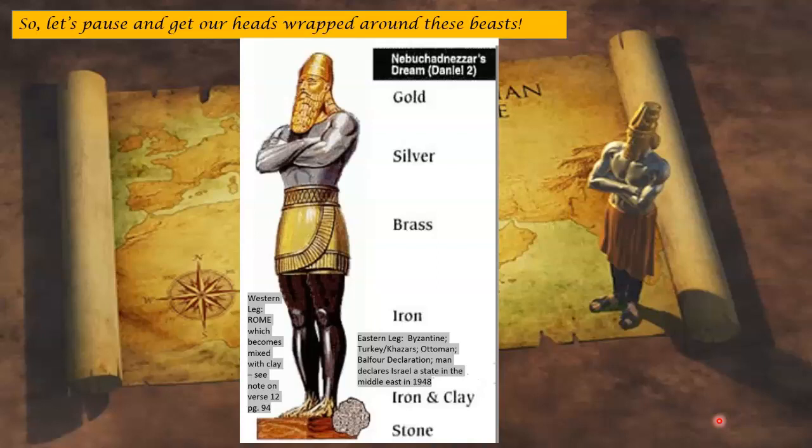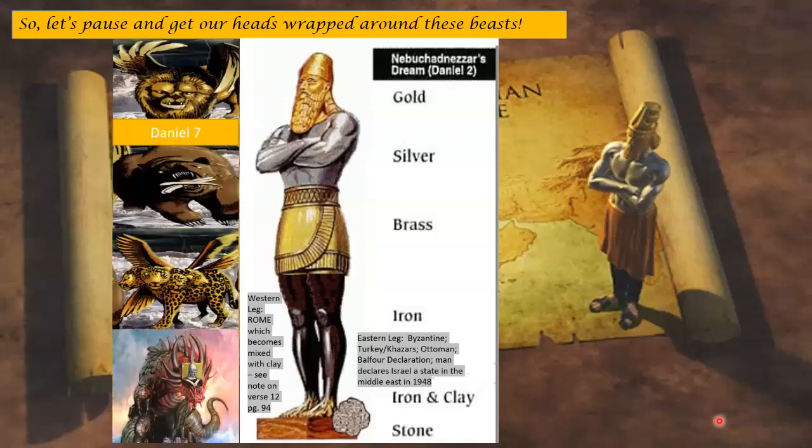So the eastern leg we identified as Byzantine, which includes, as time progresses, Turkey, Khazars, Ottoman, and the Balfour Declaration made a huge change when man declared Israel a state in the Middle East in 1948. And we'll take a deeper look at the eastern leg as we proceed as well.